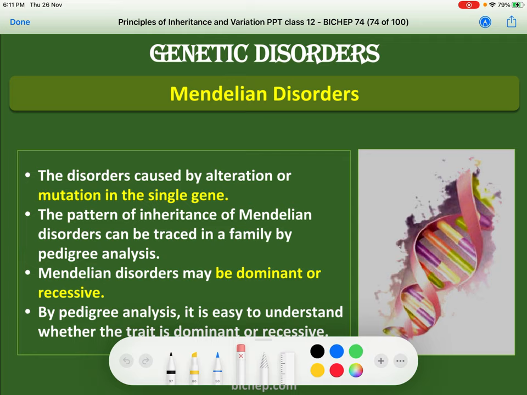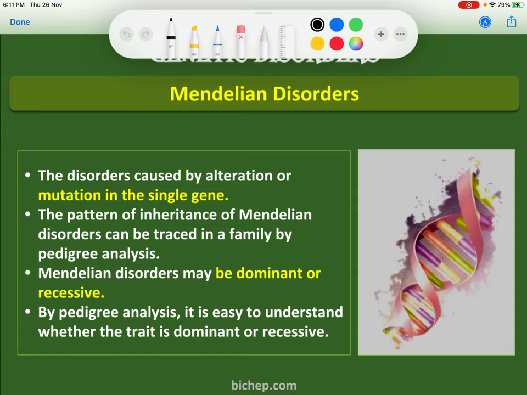Now, if we want to define the Mendelian disorder or genetic disorder, the disorders which are caused by alteration or mutation in one particular gene are addressed as Mendelian disorders or genetic disorders. The pattern of inheritance of Mendelian disorder can be traced in a family pedigree analysis. So this could be our second focus area, pedigree analysis. Mendelian disorders may be dominant or recessive, and by pedigree analysis, it is easy to understand whether a trait is dominant or recessive.